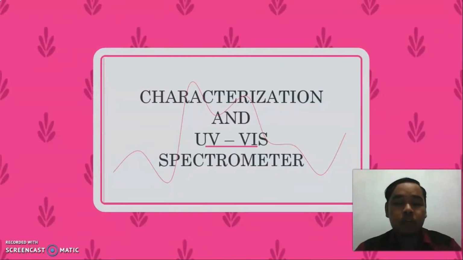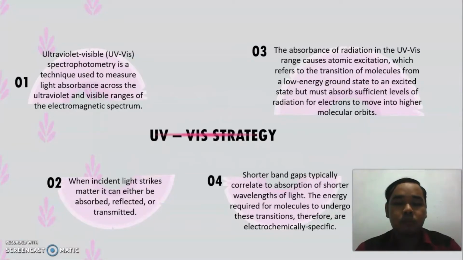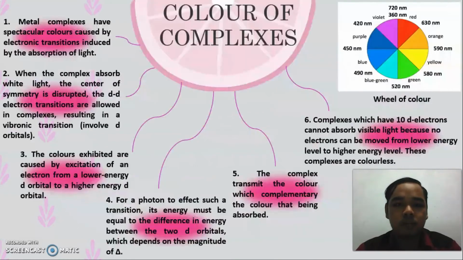Now I will explain about characterization and UV spectrometer. UV spectrometer is a technique used to measure light absorbance across the UV and visible range of the electromagnetic spectrum. When incident light strikes the matter, it can be either absorbed, reflected, or transmitted. The absorbance of radiation in the UV range causes atomic excitation, which refers to the transition of electron from a low energy ground state to a higher energy level, but must absorb sufficient level of radiation. Shorter band gaps typically correlate to absorption of shorter wavelength of light. The energy required for molecule to undergo this transition therefore are electronically specific.